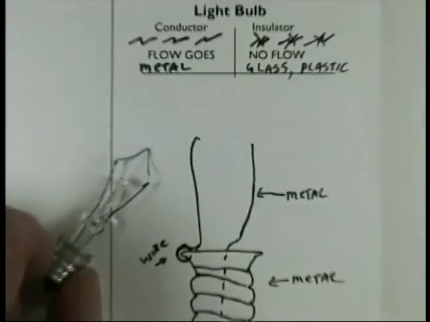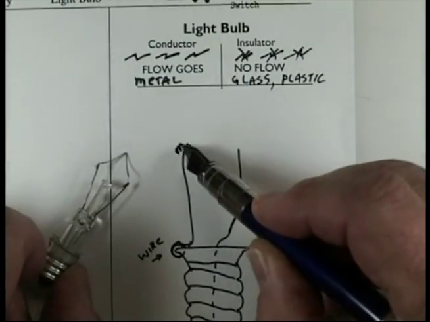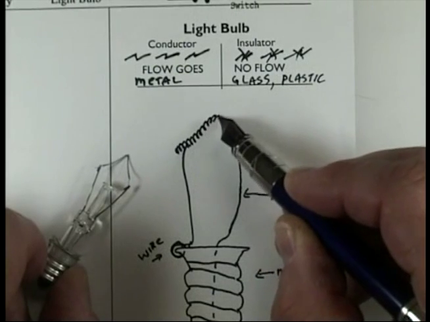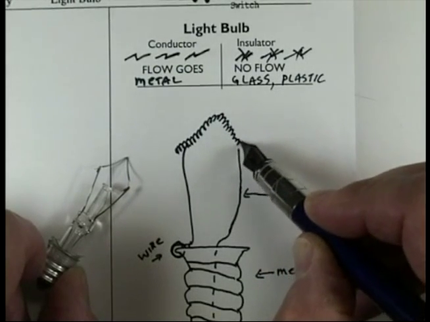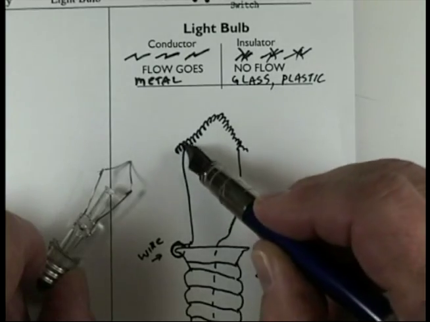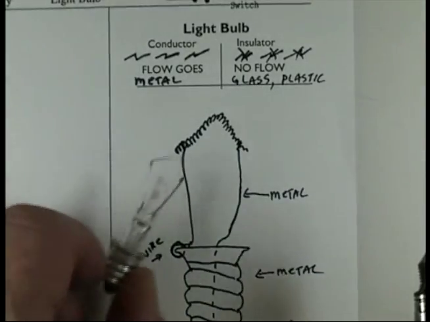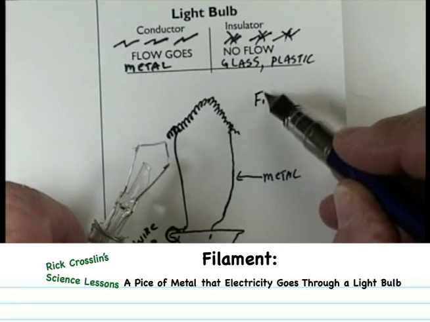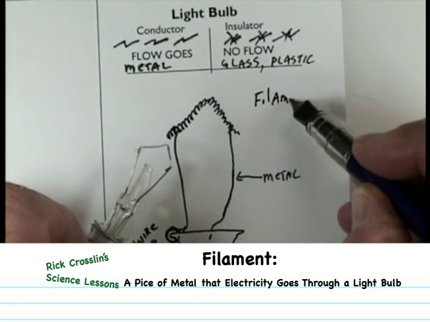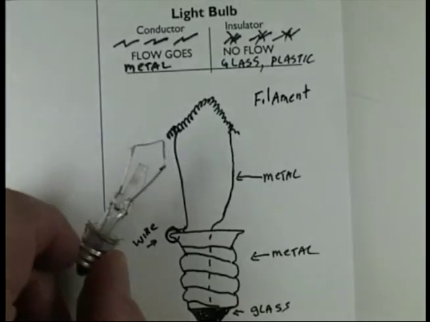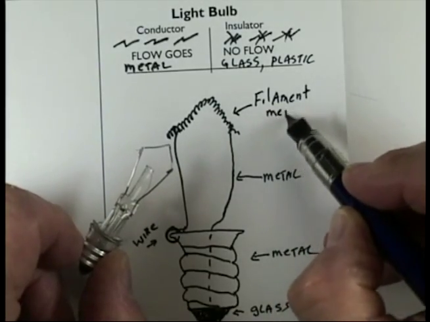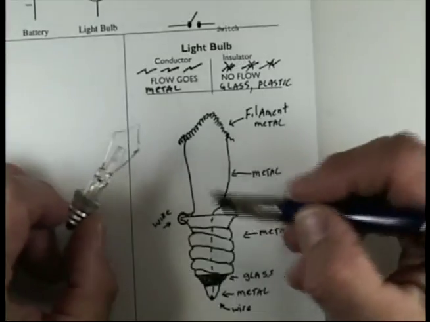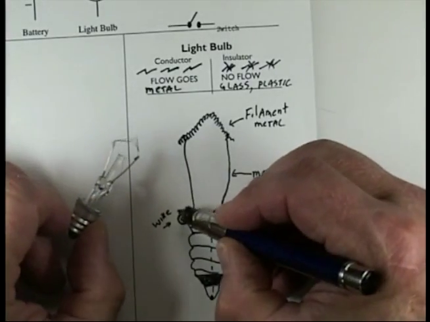So let's go ahead and draw that on yours. It looks like this. Ready? Just going to make sure it touches, because mine touches. And there's a name for that. It's in your book. It's called a filament. Now all we need to do is add the glass.